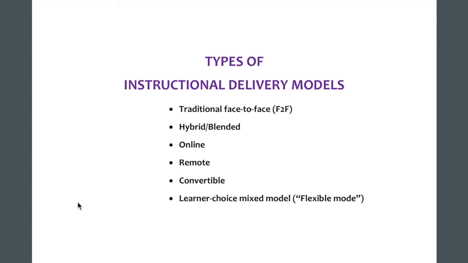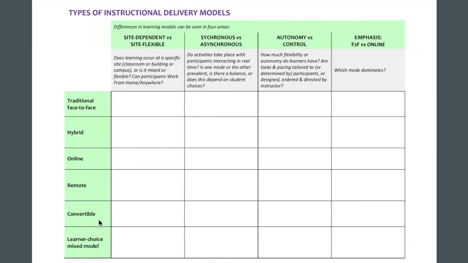So let's compare and contrast these. I've identified some characteristics that we can use to compare and contrast, so I created a grid here. On the left-hand side, you can see the 6 course delivery model types. And then at the top are the characteristics that we're looking at.